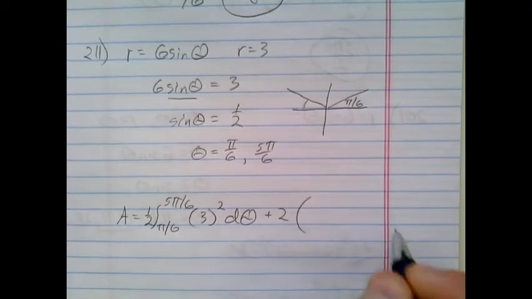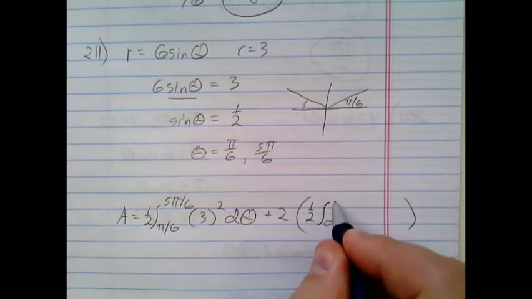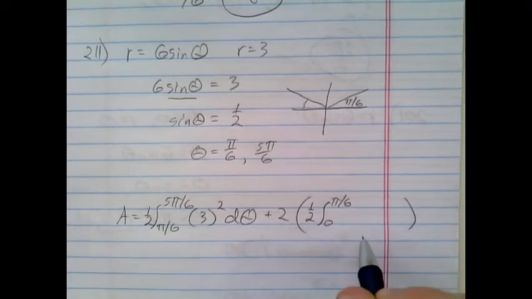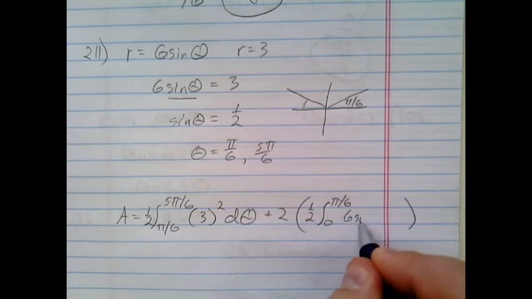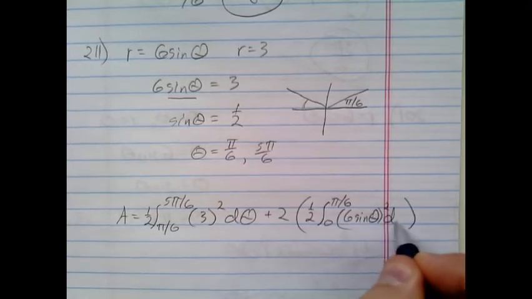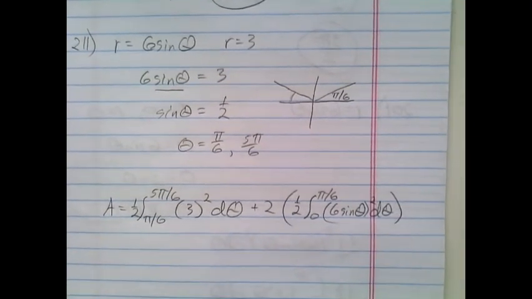Now I need two integrals that give me the little wedge area. So I'm going to do 1/2 integral from 0 to pi over 6. That'll be the right wedge, and I'm doubling it. Now here it was 6 sine theta, and we're squaring that. Alright, this should give me the total area that's enclosed by these two circles.